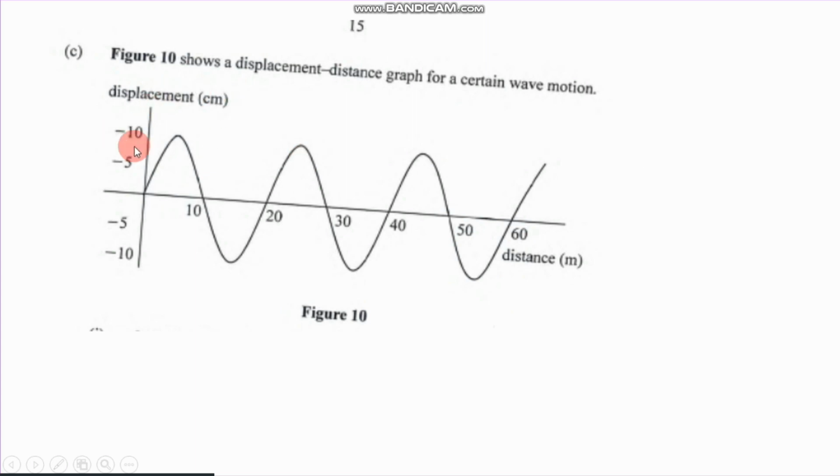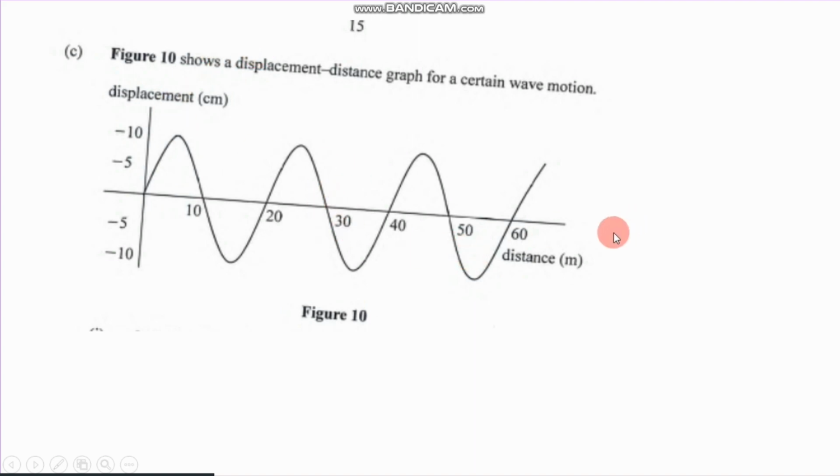As you can see in the diagram, you are seeing a transverse wave. So the question reads, Figure 10 shows a displacement distance graph. So we have the y-axis taking the displacement, and this displacement is the displacement of the particles by this transverse wave. And remember, a transverse wave is a wave in which the direction of wave travel is perpendicular to the displacement of particles. So the particles of a transverse wave are displaced perpendicular.